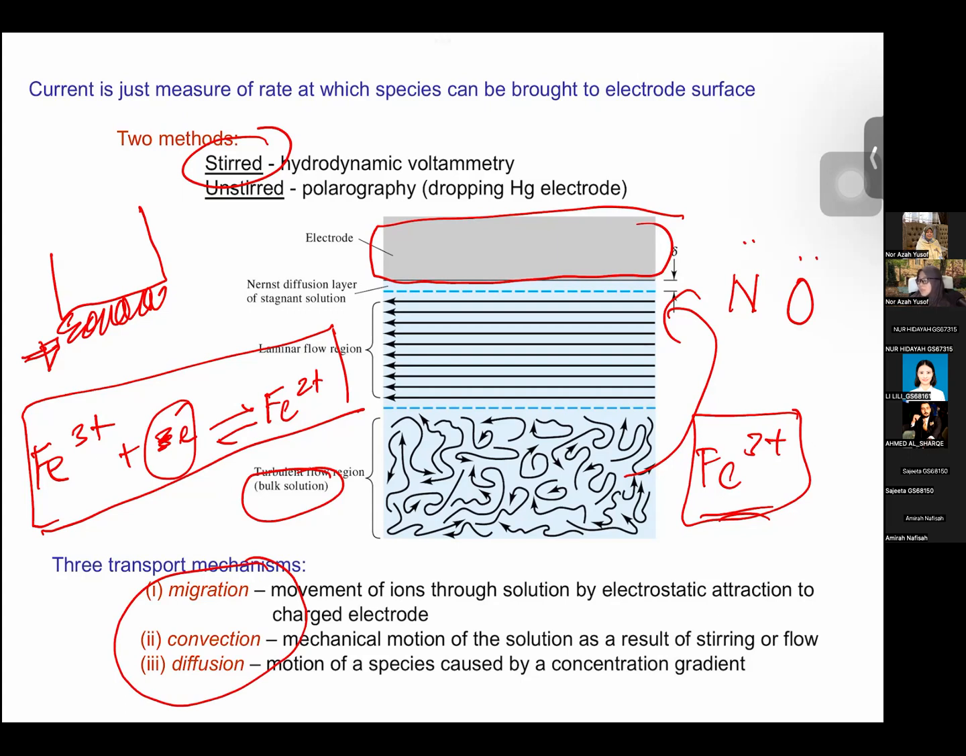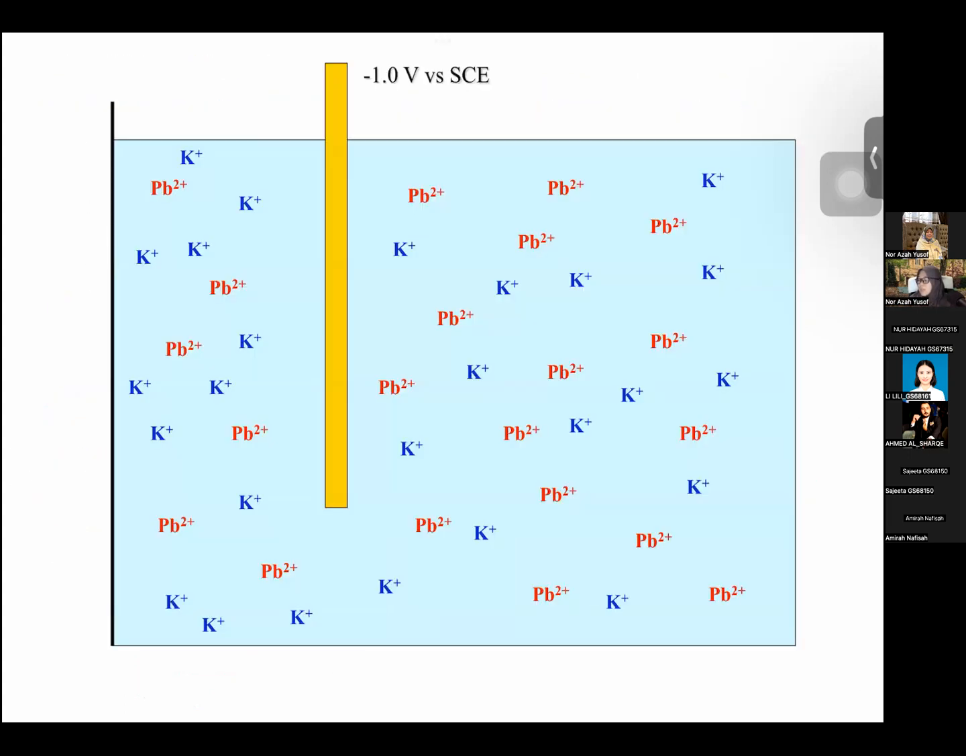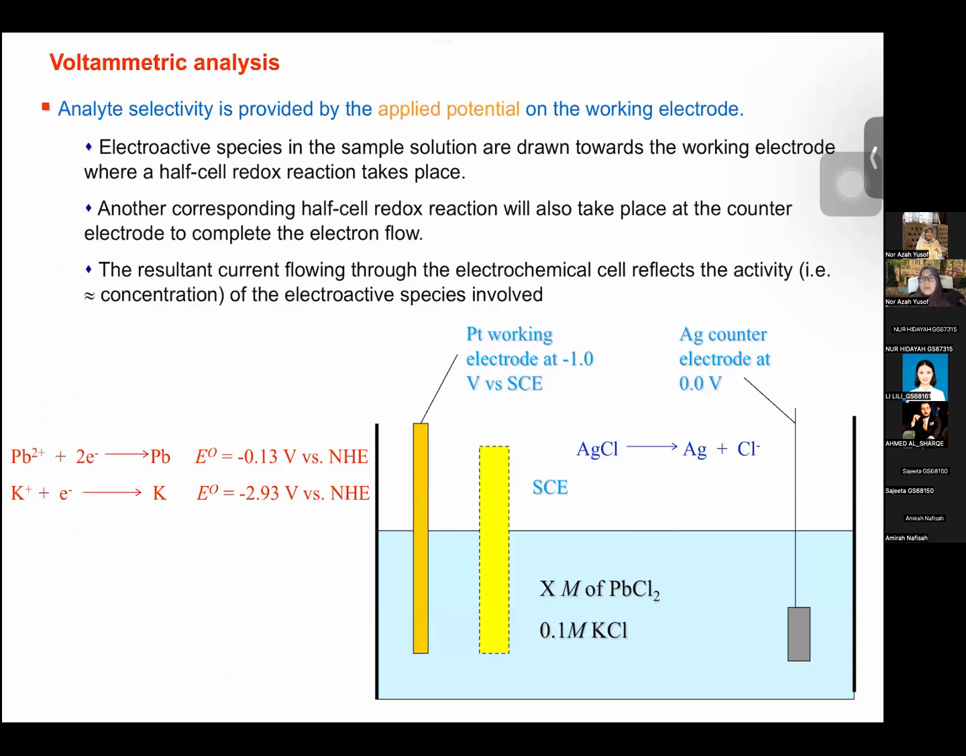So let's look at what happened here. This is an example of voltammetric analysis. So in here, we are trying to detect the concentration of lead. That's why it is X molar.